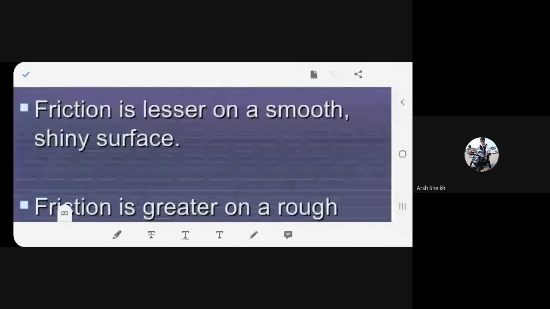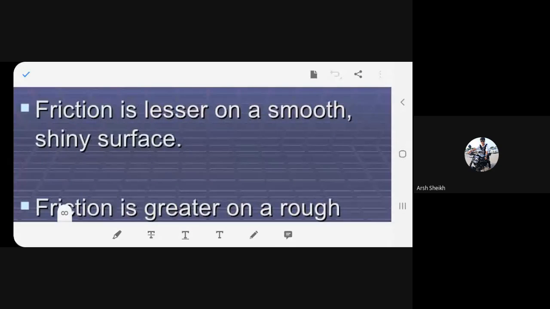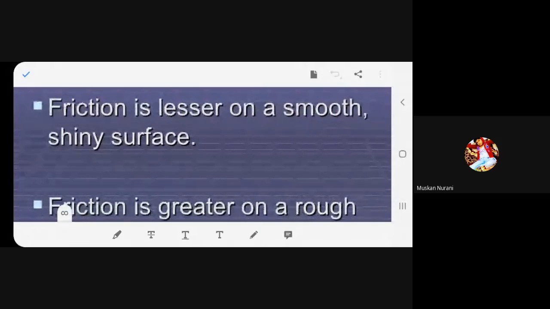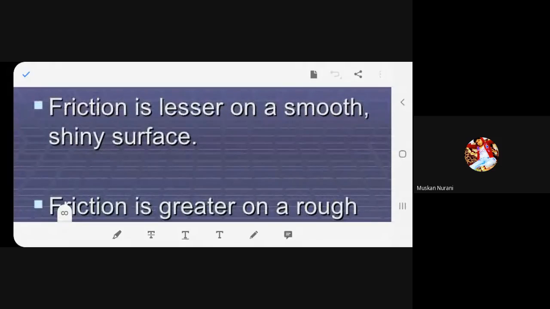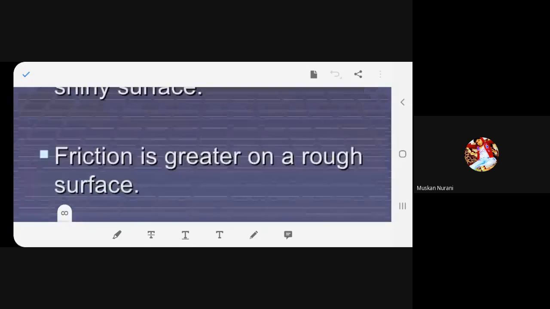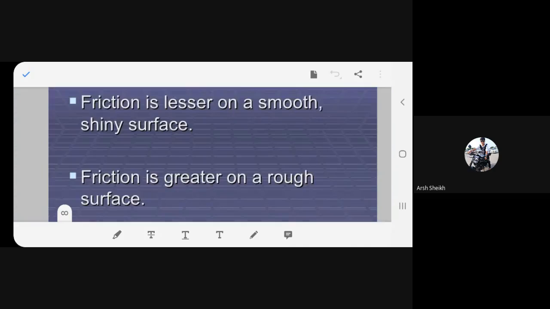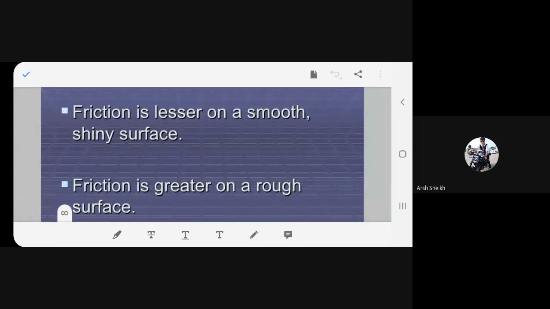So the same thing I'm repeating in so many slides. You observe that? Yes, ma'am. Read better. Friction is lesser on a smooth, shiny surface. Friction is greater on a rough surface. Now is it clear to all of you? Yes, ma'am. So I need not explain this because we have already done it.